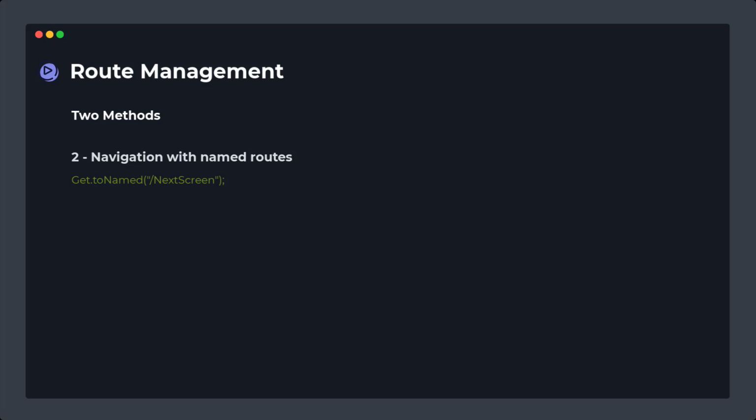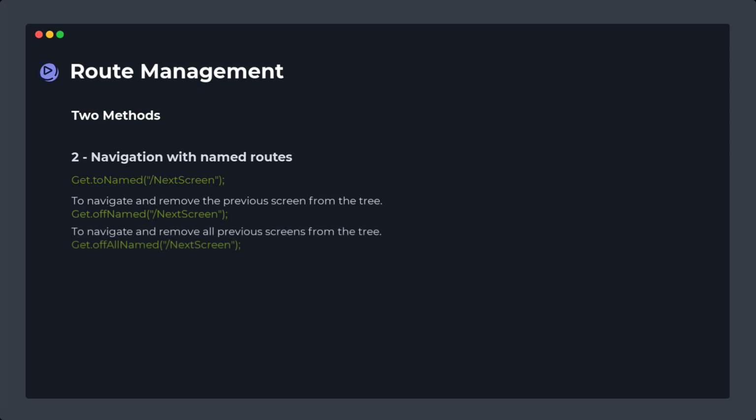So to call the next screen, we just have to write get.toNamed, and inside the string we are going to pass that string. And let's say if we were going to use the offNamed, it means that we want to remove this previous screen, we have to use offNamed. Again, to remove all the previous screens, we are going to use offAllNamed. And how are we going to declare it?